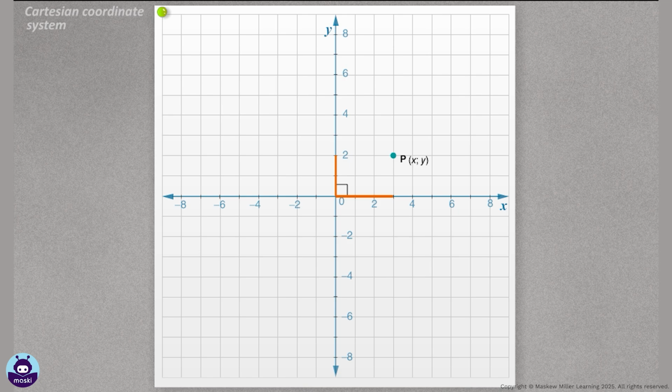In this case, the point P can be written as P(3, 2). Similarly, if we have another point Q as shown, its location can be written as Q(7, 5). Do you remember how we can calculate the distance between these 2 points?